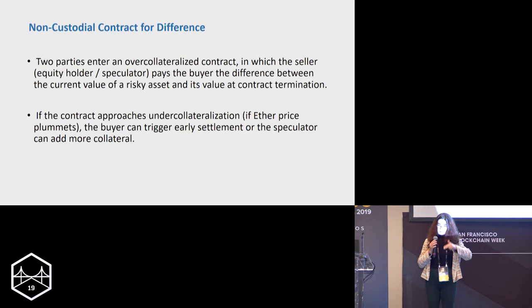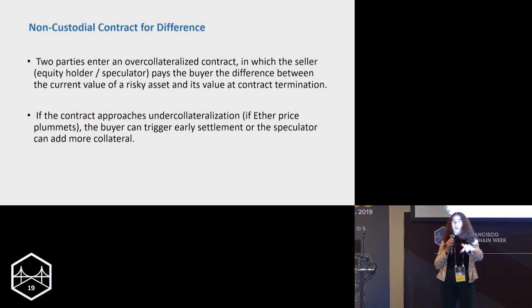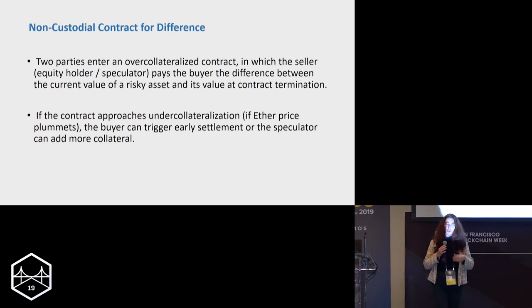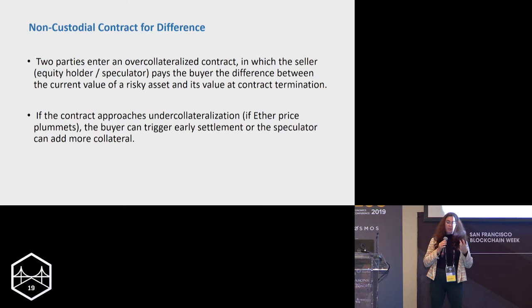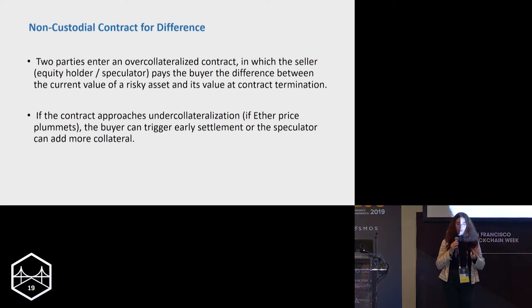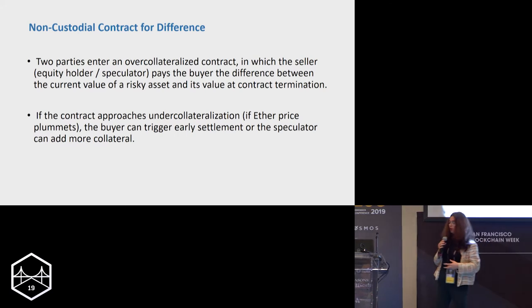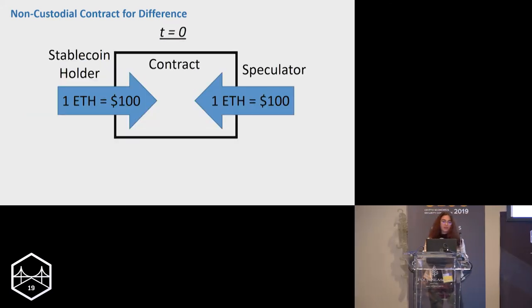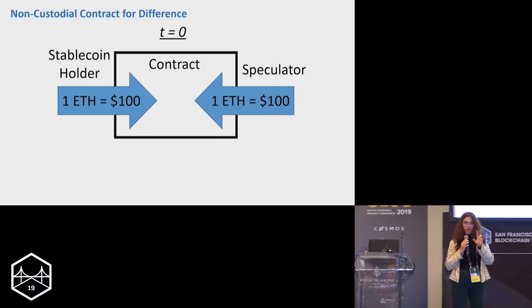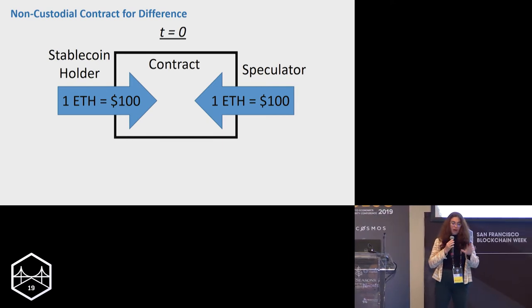And if the contract becomes under-collateralized, so in this example, the collateral is Ether, that is going to be the risky asset. If the Ether price goes down, then the buyer can trigger the settlement of the contract, or the speculator can add more collateral. All right, so the way it works is like this. At time zero, you have a contract, and everybody puts on the table 100. It's not the real prices nowadays, but it's for simplicity. So you have one ETH equal to $100, and one ETH equal to $100, and there you have the stable coin, and then you have the speculator.